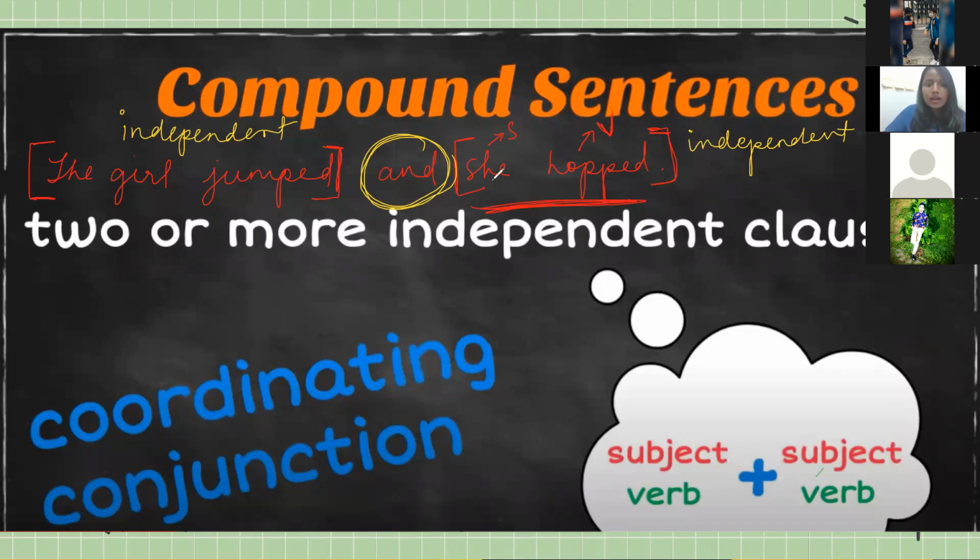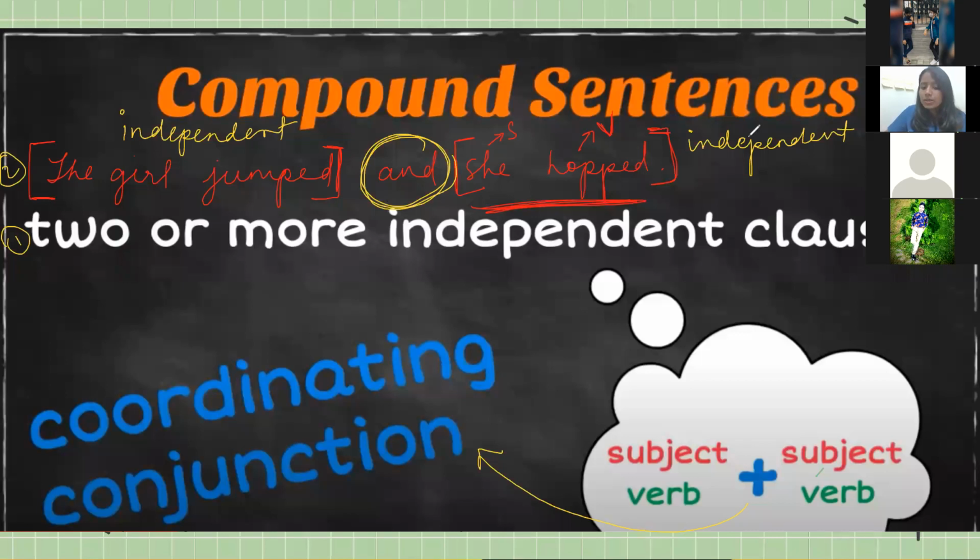Okay. I'll teach you what these conjunctions are. So, what will you write first? You will write compound sentence. You will write two or more sentences. Then this is your second point. The girl jumped and she hopped. There are two independent clauses. This is one example.